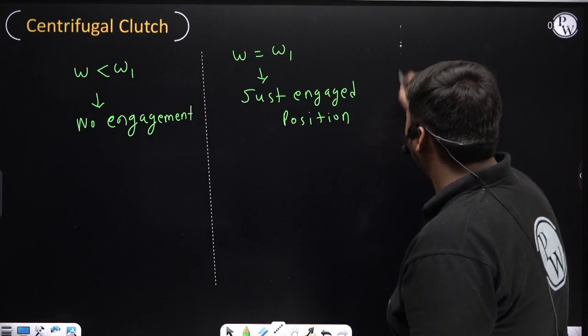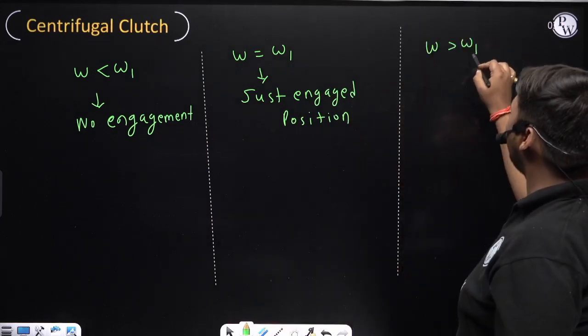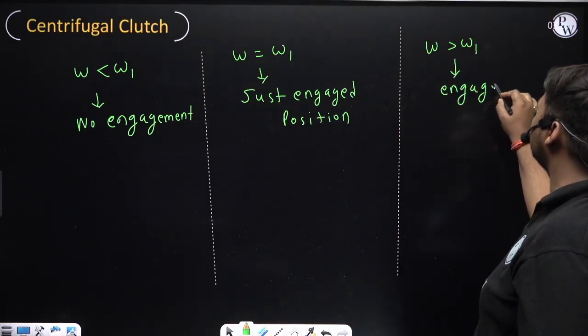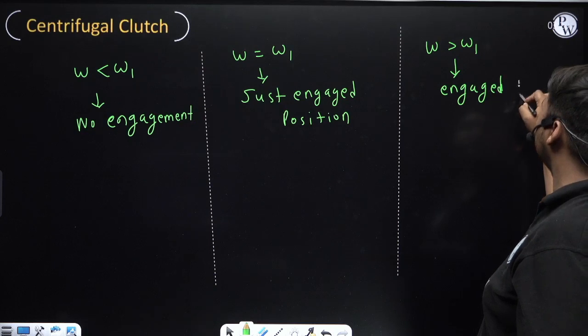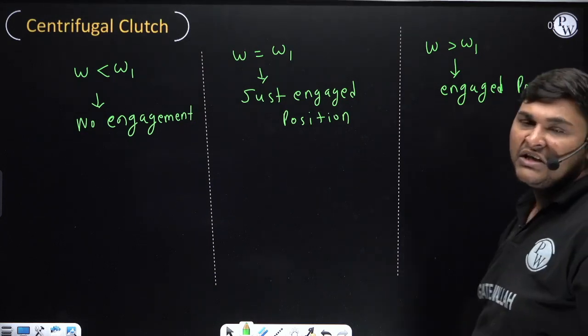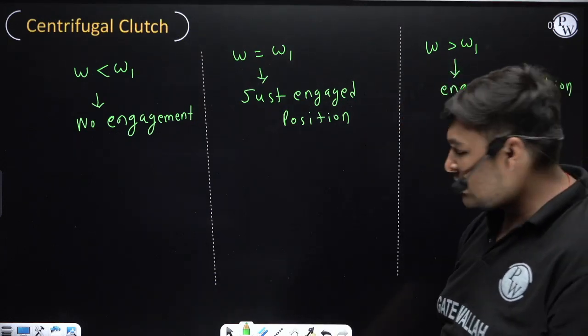Okay. When omega is more than omega 1, that position is known as engaged position. Now, to conclude whether position is engaged, disengaged or just engaged, we need to know the value of omega 1 and how to calculate omega 1.